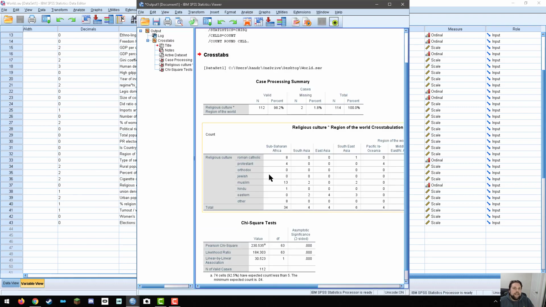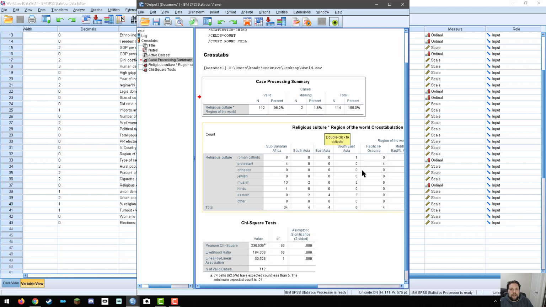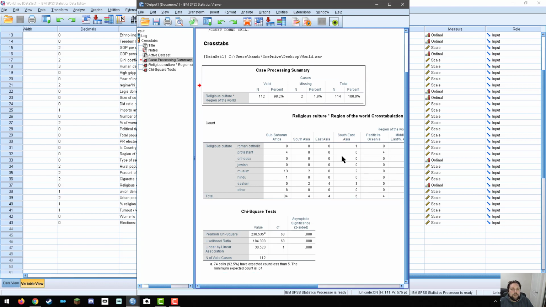And then, bam, we've got our case processing summary, which gives us our valid number of cases and what percentage of the whole that represents. Our missing cases, apparently 2 countries did not respond to this. And then the total, which is 114 countries represented, which would be 100%.